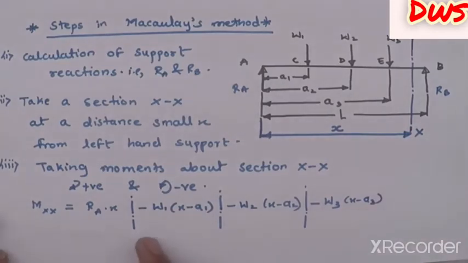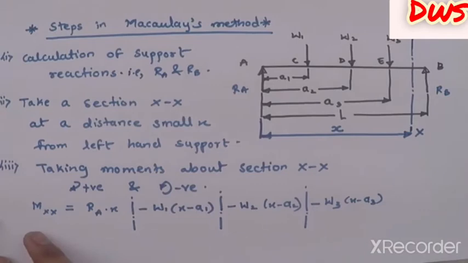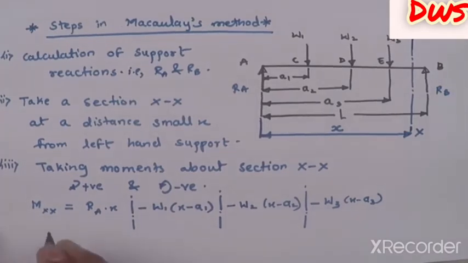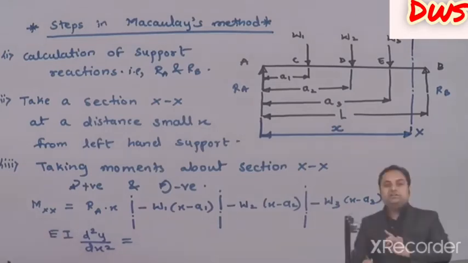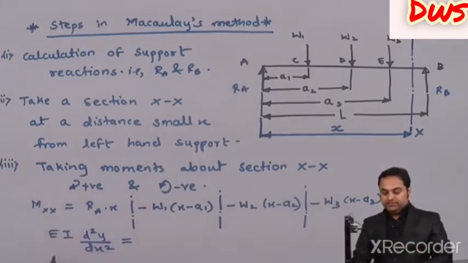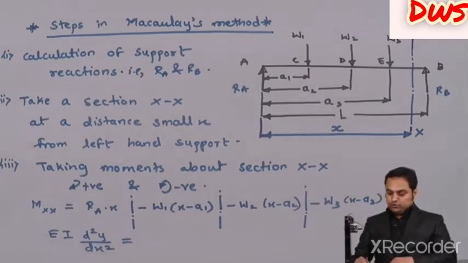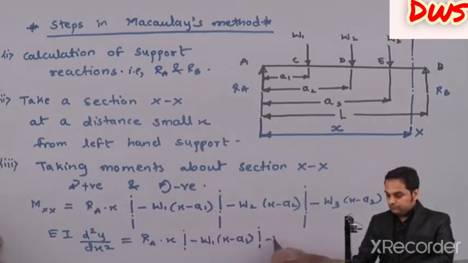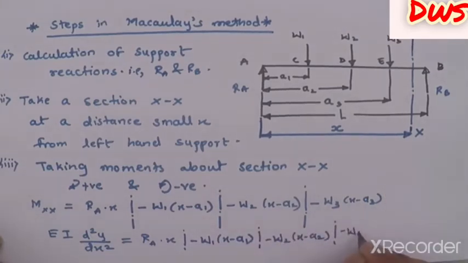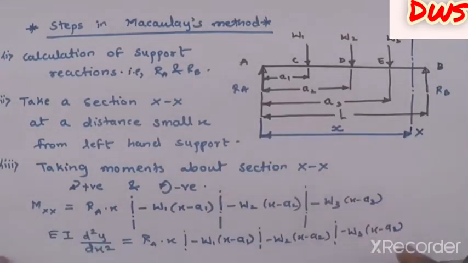Now once we get this bending moment equation, the bending moment at XX can be made equal to EI d square y by dx square, because we can write the bending moment at any section by using this formula. We can replace moment at XX by EI d square y by dx square, and this term I will copy as it is. Now once I have reached here, I have completed the third step.